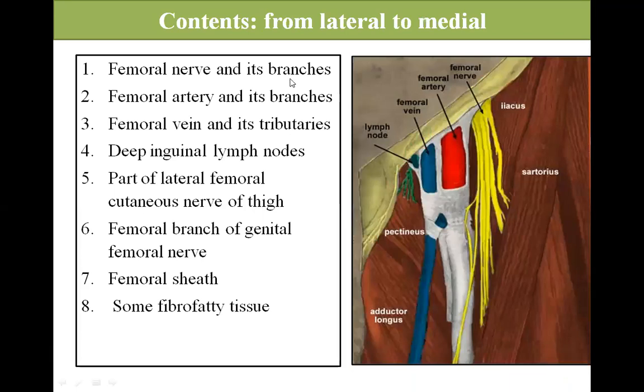Contents of the femoral triangle from lateral to medial: femoral nerve with its branches, femoral artery and its branches, femoral vein with its tributaries, deep inguinal group of lymph nodes, part of the lateral femoral cutaneous nerve of thigh, femoral branch of the genitofemoral nerve, femoral sheath, and some fibrofatty tissue. So these are the contents of the femoral triangle.